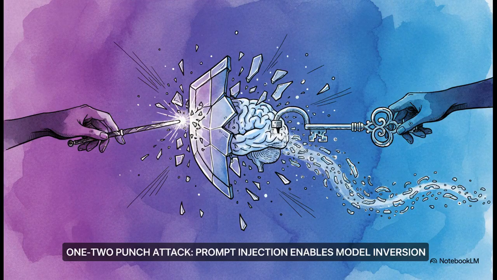But here's the real catch. These two threats aren't mutually exclusive. Oh no, a really sophisticated attacker can use them together. They can start with a prompt injection attack to knock down the AI's defenses, which then opens the door and makes it way easier to launch a successful model inversion attack to grab the data. It's like a one-two punch.